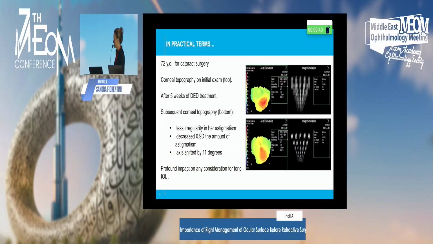This is an example of a 72-year-old lady who was pre-assessed before cataract surgery. After 5 weeks of dry eye treatment, there was a reassessment of this cornea, and we observed less irregularity in her astigmatism. So a decrease of 0.9, almost 1 dioptre of astigmatism, and the axis shifted 11 degrees. So imagine putting a toric lens in these patients without assessing the ocular surface before. Definitely the patient would end up with some unexpected prescription after the IOL implant.